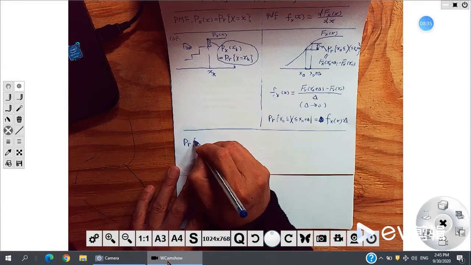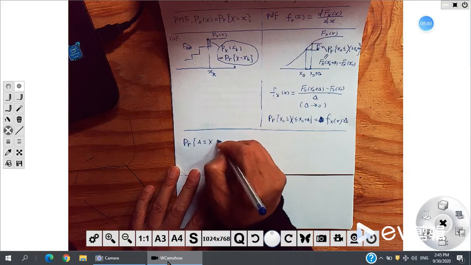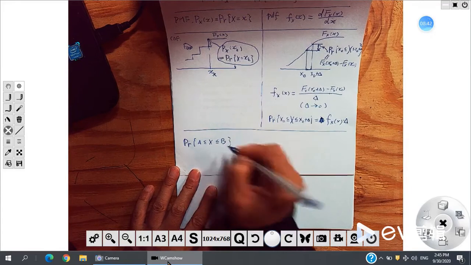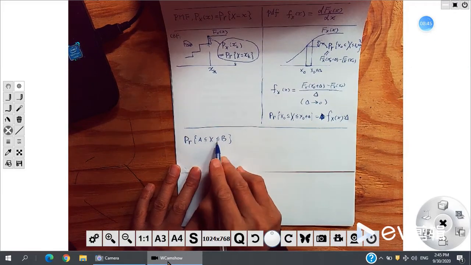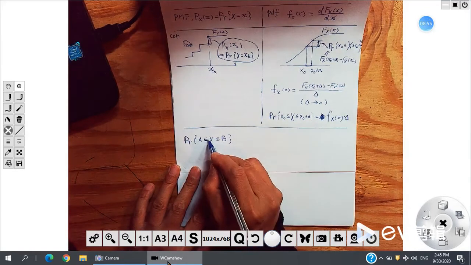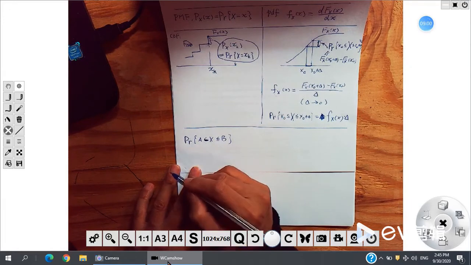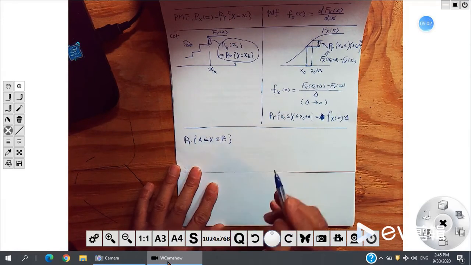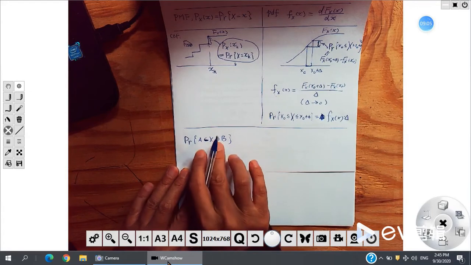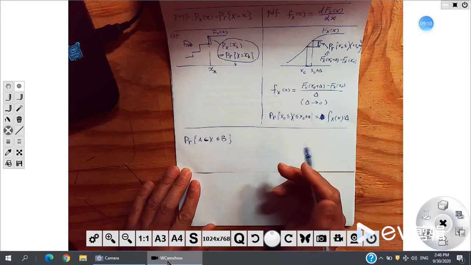We can also have the probability of x between some a to b. This end here might be equal, might be not equal. I just put equal here, and I put not equal here. This is the most simple case. If this end is equal, that's a different case. If this is not equal, that will be another different case. And if both are not equal, that will also be a different case, right?